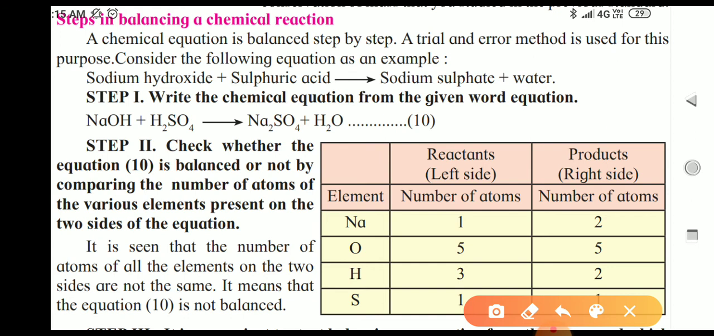A chemical equation is balanced step by step. A trial and error method is used for this purpose. Consider the following equation as an example. The example given is sodium hydroxide plus sulfuric acid, and it gives sodium sulfate plus water. Sodium hydroxide has the formula NaOH. So sodium hydroxide plus sulfuric acid, which is H2SO4, and it gives sodium sulfate. Sodium sulfate is Na2SO4.